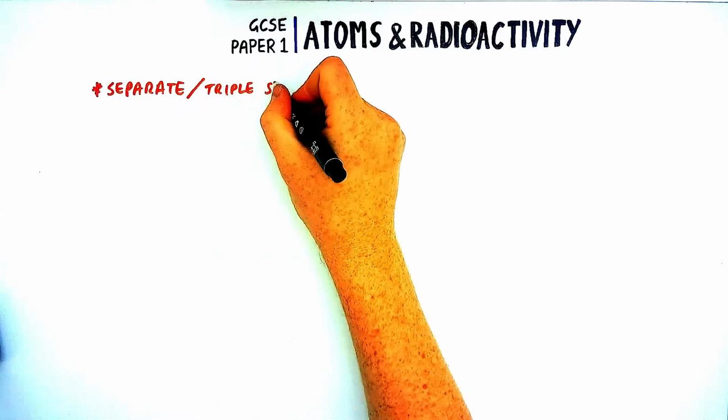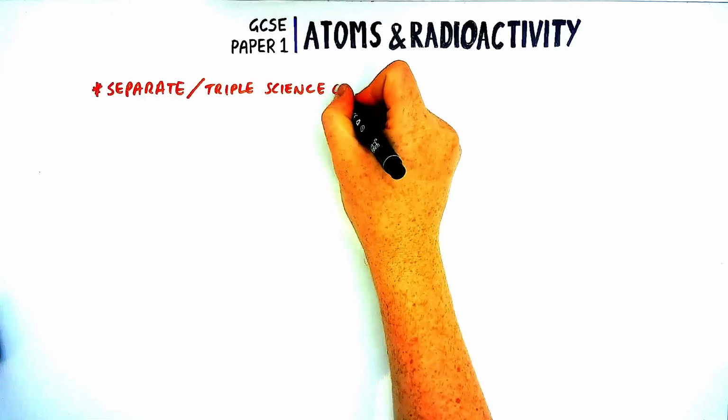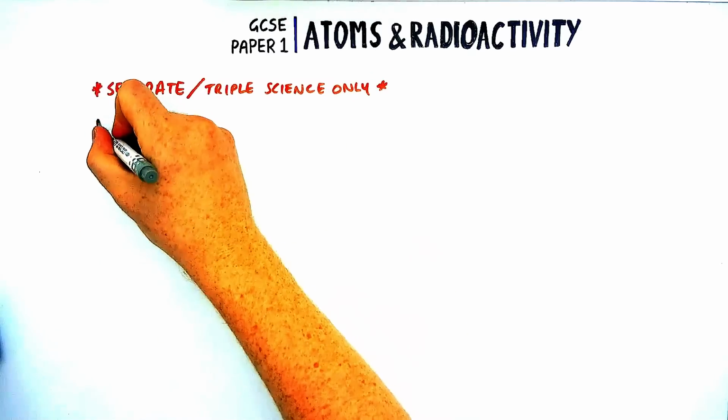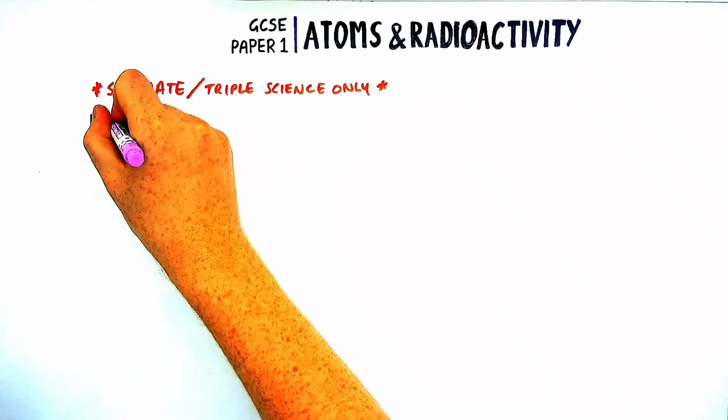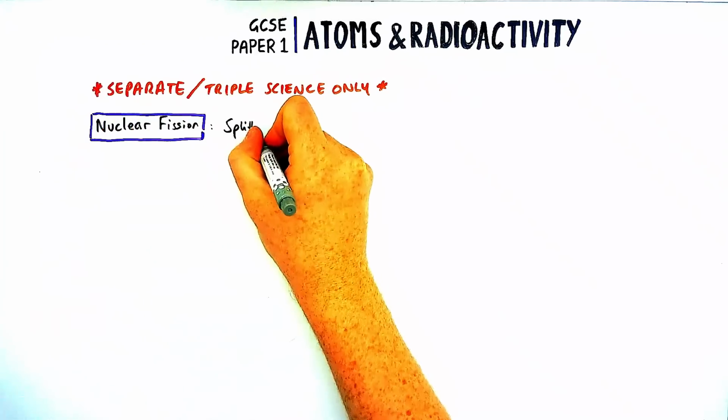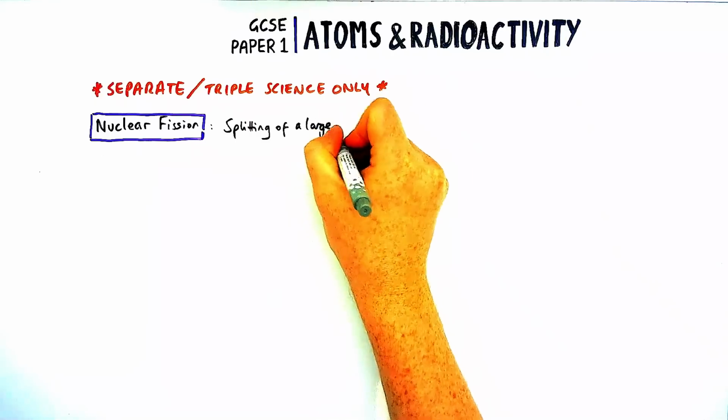Okay, the last part of this section of the video is all about fission and fusion, which is only if you're doing triple science or separate science. You do not need to worry about this if you're doing combined science. So let's look at nuclear fission first of all. Make sure you're spelling this correctly. So nuclear fission, there are two types. There are spontaneous and induced fission.